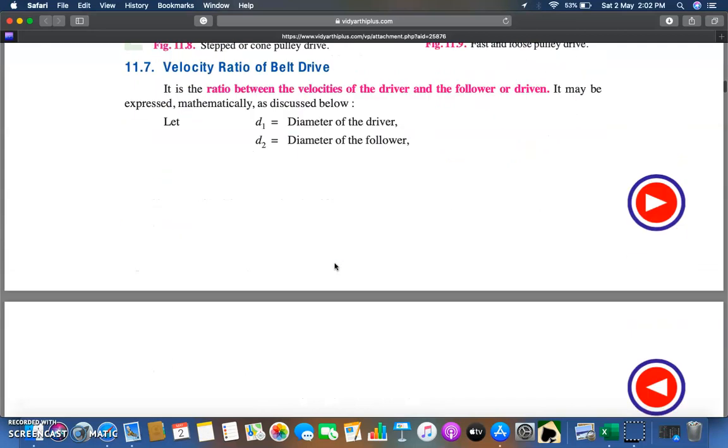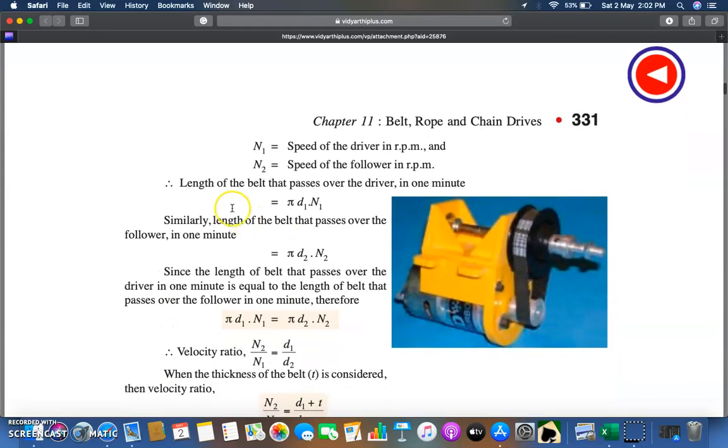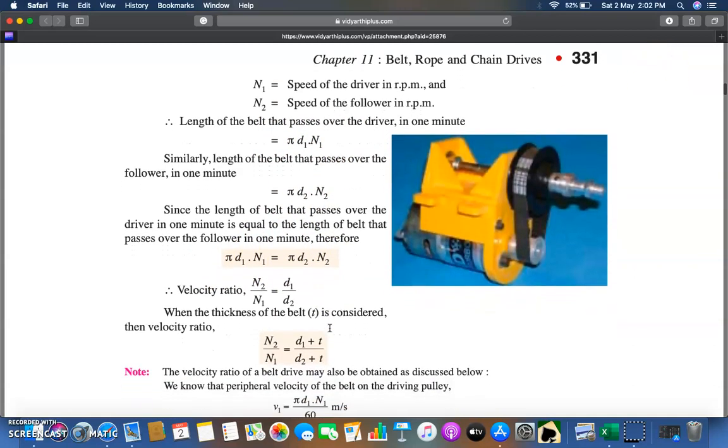So velocity ratio. Basically the length of belt that passes over the drive is pi dn, which is your circumference, and pi dn1 is equal to pi dn2. This will give you the velocity ratio, which is n2 by n1 equals d1 by d2, meaning they are inversely proportional. In your belt drive, keep this in mind: rotational velocity or revolution per minute or revolution per second is inversely proportional to the diameter of the pulley.